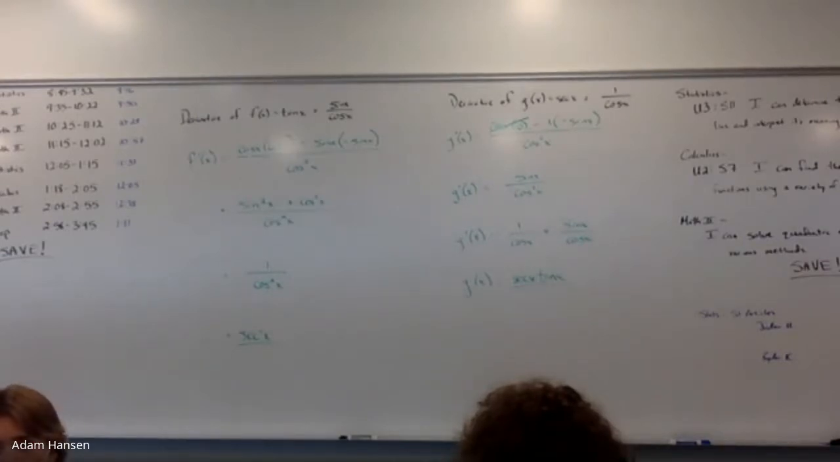Similarly, the derivative of cosecant x would be negative cosecant cotangent. And now we have the comprehensive list, the derivative of all 6 trig functions. Using these 2 basic trig derivatives plus quotient rule, I can get the other remaining 4.